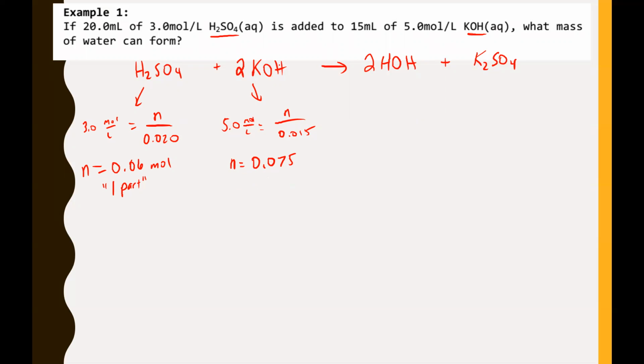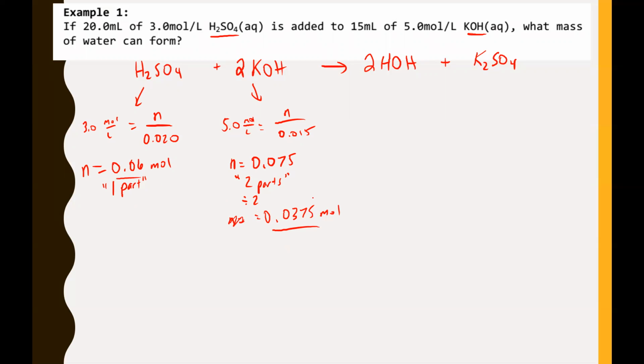Now, you might look at this right now and say, oh, look at this, you have a little bit more of KOH than you do of H2SO4. But calm down, because this represents 2 parts, or 2 amounts, however you want to put it. We want to compare 1 amount to 1 amount, okay? So since this represents 2 parts, let's divide this by 2. So divide it by 2, and you're going to see that, well, I shouldn't say n, my mistake, I should say 1 part is actually equal to 0.0375 moles, okay?